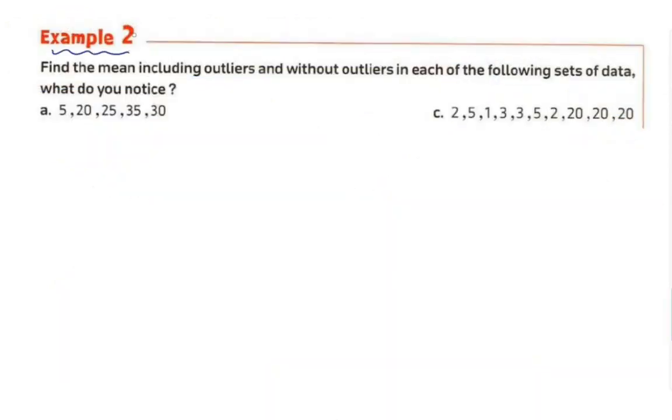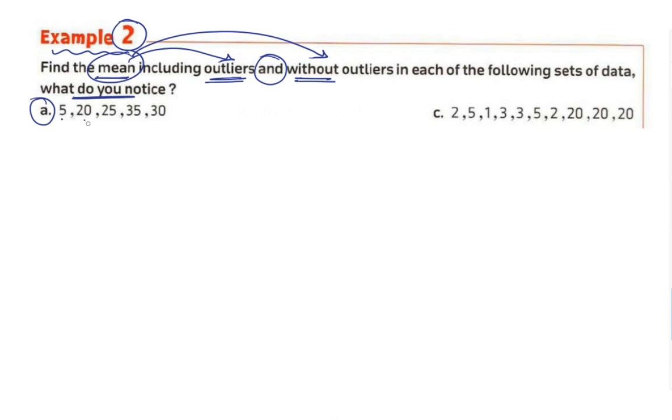Example number 2. Find the mean including the outlier and without the outlier. So I will find the mean in two cases. The first one includes the outlier. The second one has no outlier. In each of the following sets of data, what do you notice? The first set has these values: 5, 20, 25, 35, and finally 30.